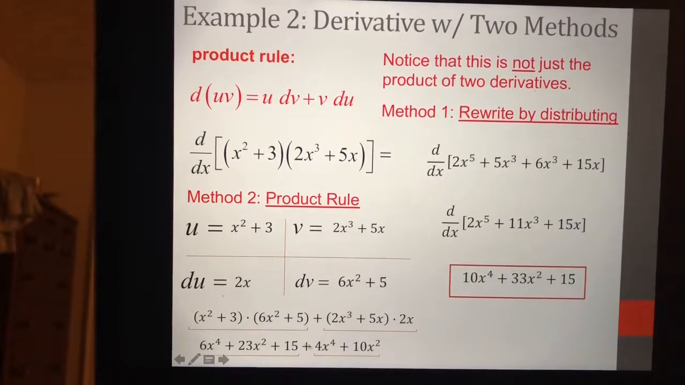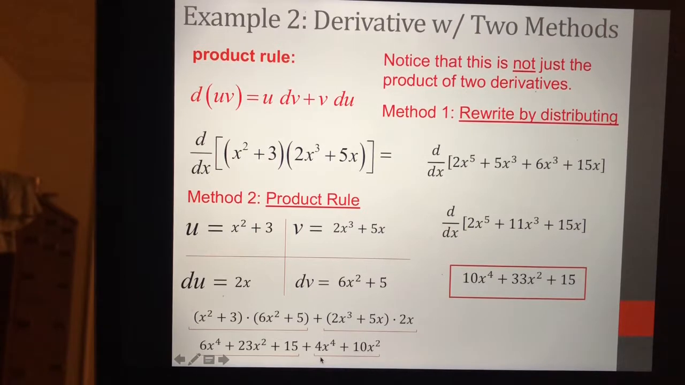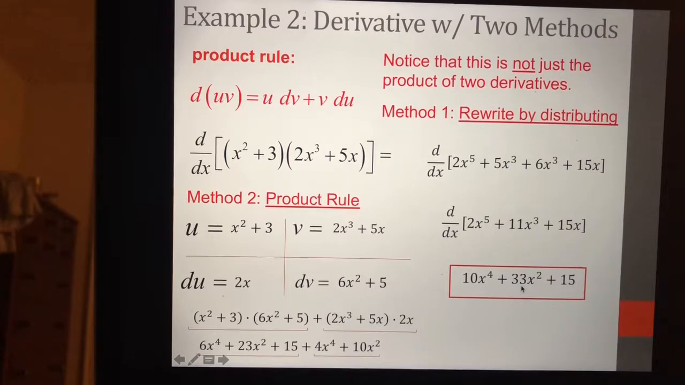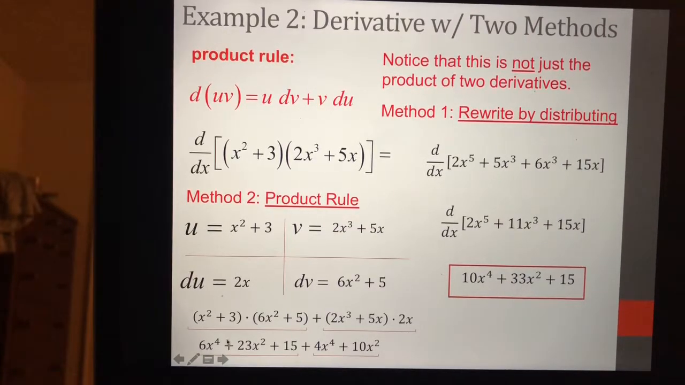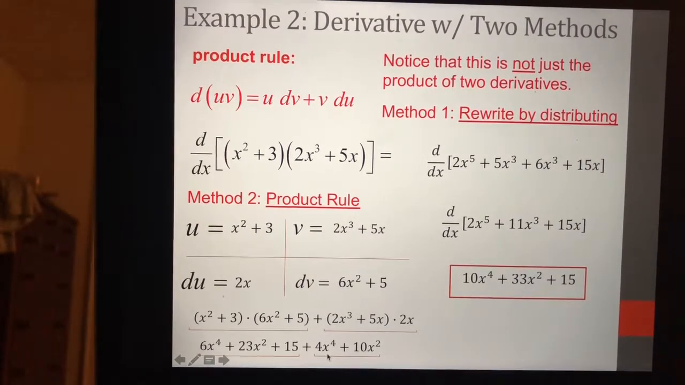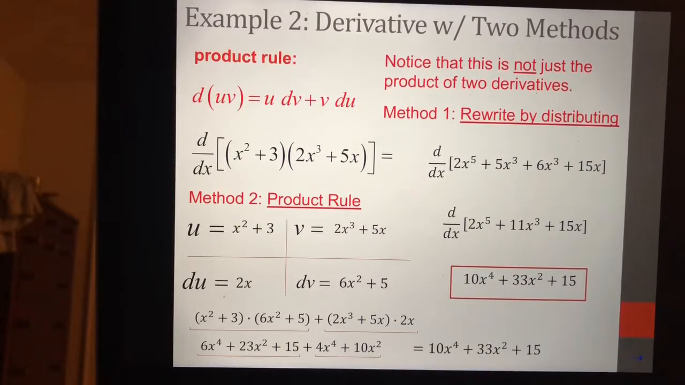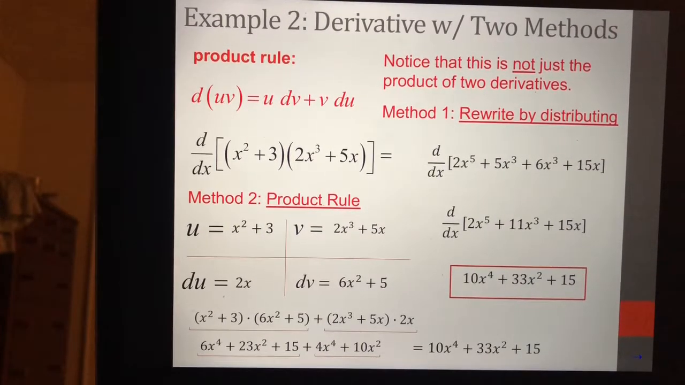You have the 6x to the 4th and the 4x to the 4th, which are like terms. So that's 10x to the 4th. Oh, look, like we had before. Interesting. 23x squared and 10x squared are like terms. Those combine to make 33x squared. And then we have this 15. So the fourths combine to make 10x to the 4th, the squareds combine to make 33x squared, and then you have plus 15.